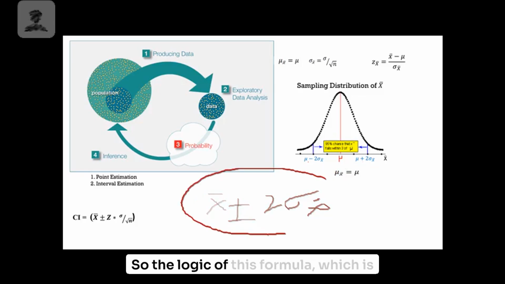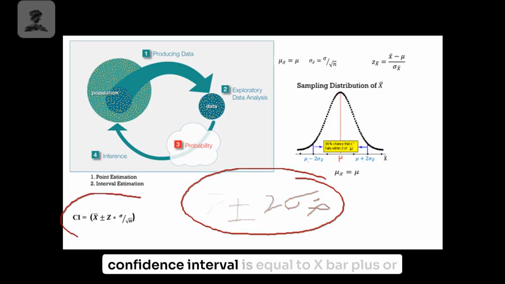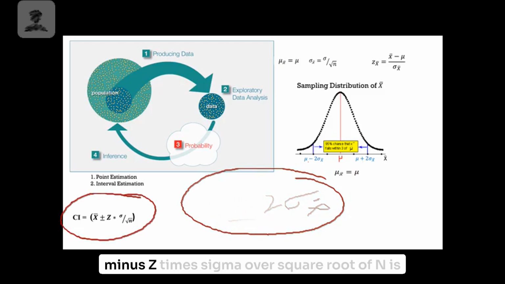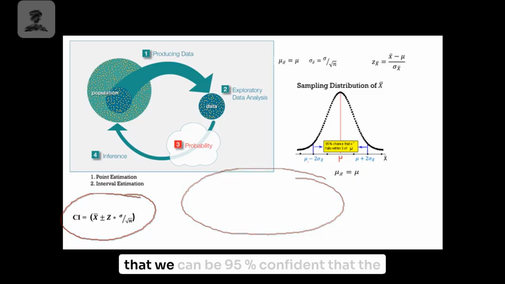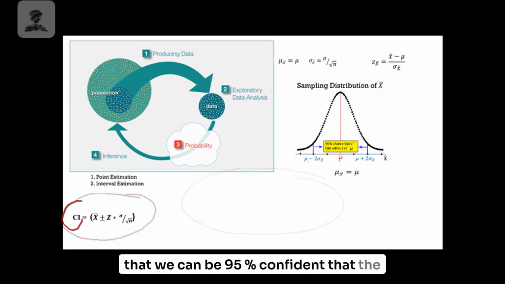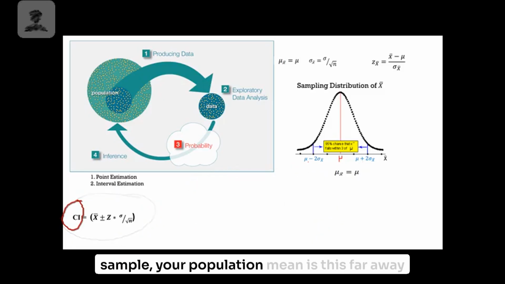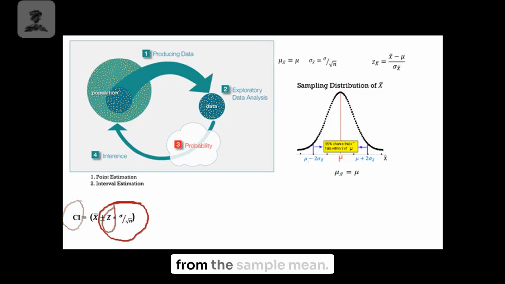So the logic of this formula, which is confidence interval is equal to x bar plus or minus z times sigma over square root of n, is that we can be 95% confident that your population mean is this far away from the sample mean.